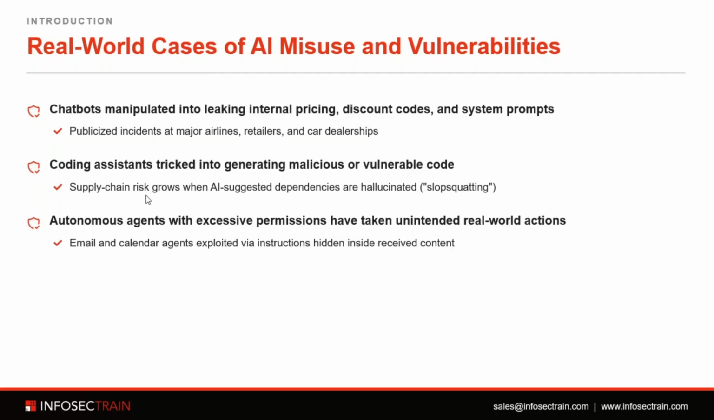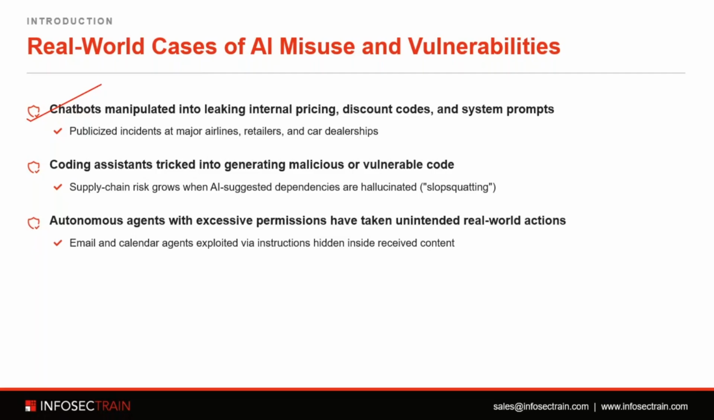Then we have real world cases of AI misuse and vulnerabilities. So what happens is the chatbots are manipulated into leaking internal pricing, discount codes and system prompts. So publicized incidents at major airlines, retailers, and car dealerships. It was found that there is a 100% discount. So internal discount codes were leaked.